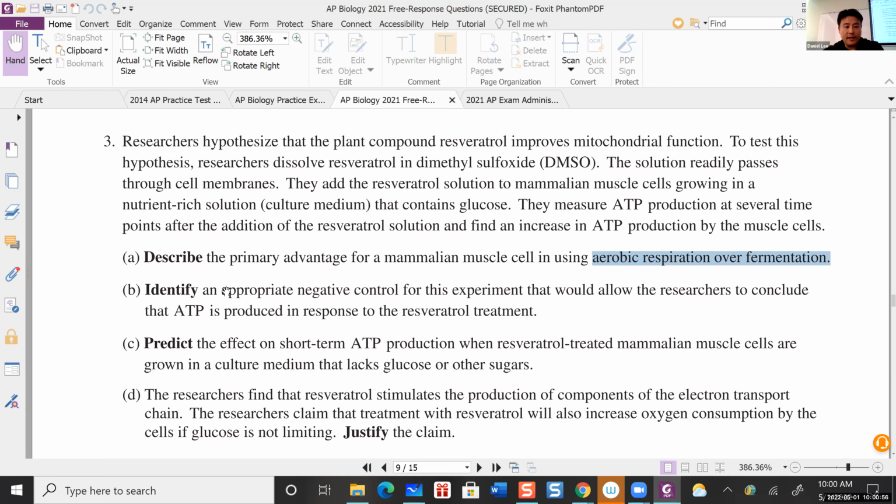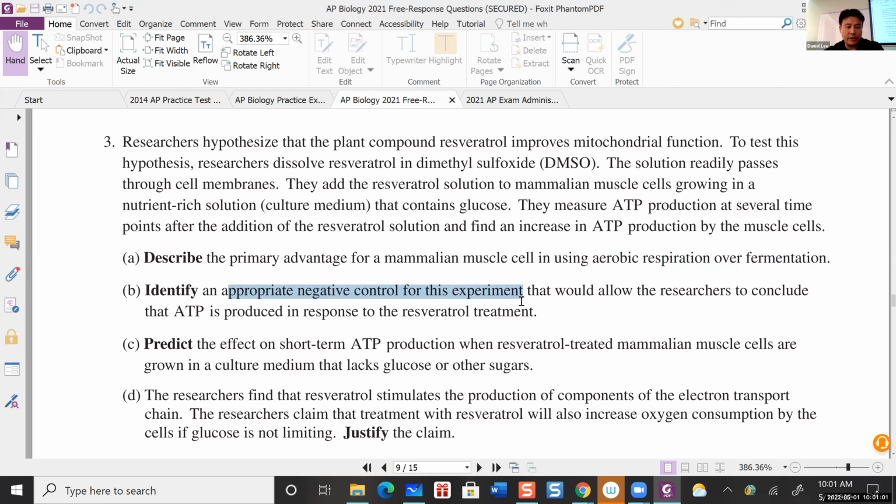Identify an appropriate negative control for this experiment that would allow the researcher to conclude that ATP is produced in response to the compound. So what do you guys think? I think most of you at home have the video camera off, but if you can contribute, that would be great.